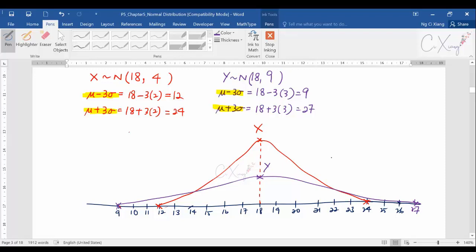Okay, so the next part, we are going to discuss about how to use the normal distribution table in detail before we can go into the application questions. Alright, okay, so for this video, we are going to stop it here for this part for now.